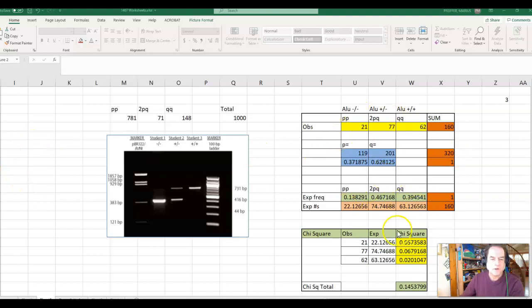It's a calculating tool that I just set up. This is something that you can make in Excel. There's a bunch of little formulas in here. Anyway, we're going to look at an example from data that would look like something you would get in the laboratory, since your laboratory work is going to be on the ALU transposon.